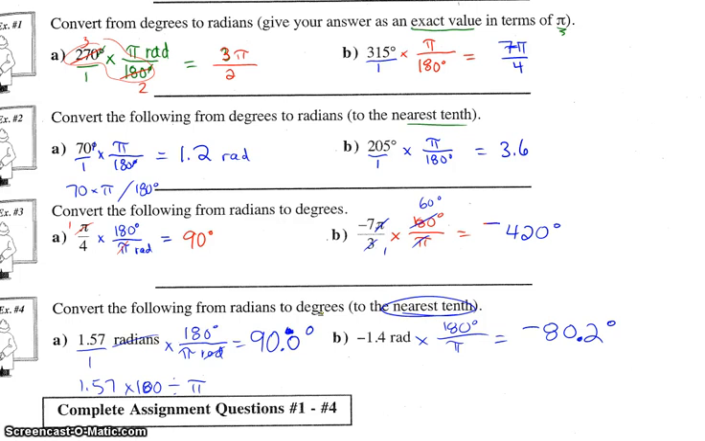And then for part B, we have negative 1.4 radians. Again, don't worry about the negative. It just means the answer will be negative, as in a rotation angle that goes clockwise. And we're converting that into degrees, so 180 on top, pi on the bottom. Put it in your calculator: 1.4 times 180 divided by pi. And we should get, rounded to the nearest tenth, negative 80.2.